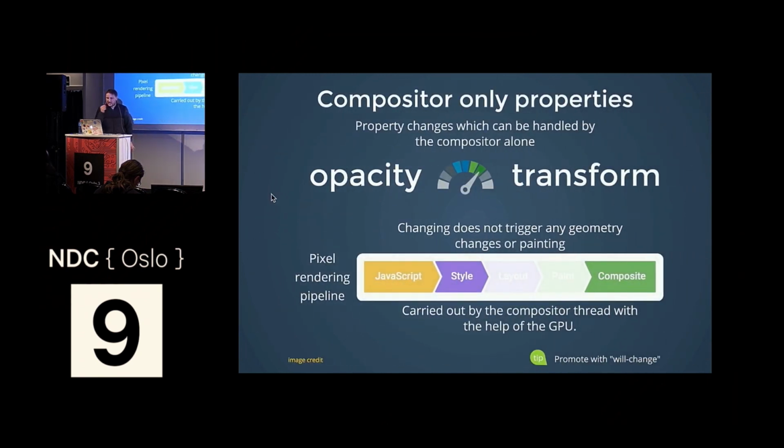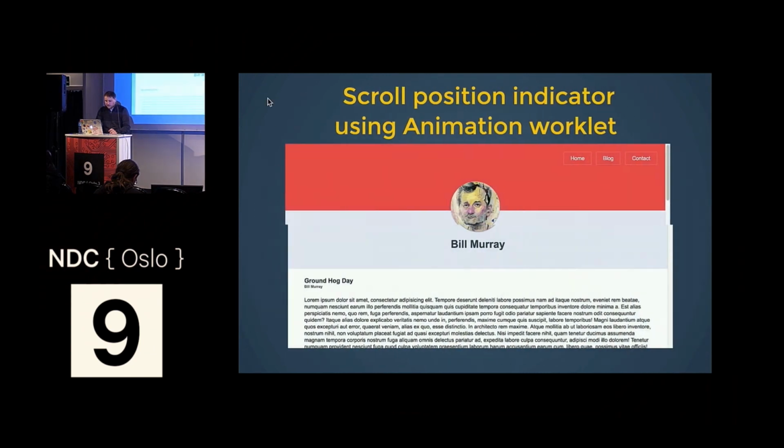Compositor only properties. If you know two properties like opacity and transform, they are the properties which don't trigger all the stages in the rendering. So if you change opacity or transform, all the stuff will be done on your GPU. So no layout, no paint, only composite. You can also add will-change, and the browser will immediately say, I will go and provide a new layer on the GPU, which will make this work even faster. So yeah, created by the compositor thread and available as a polyfill.